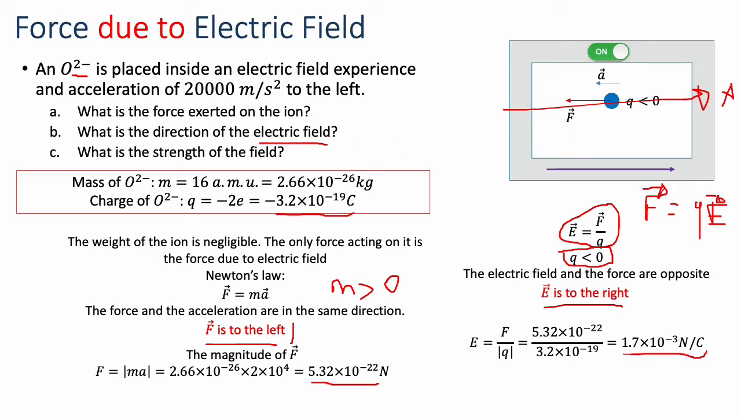Now, the thing that we forgot to mention in the previous slide is the unit of the strength of the electric field. The force I measure in Newton. The charge I measure in Coulomb. So the electric field I should measure in what? In Newton per Coulomb, because it is force over charge. So I measure it in Newton over Coulomb.